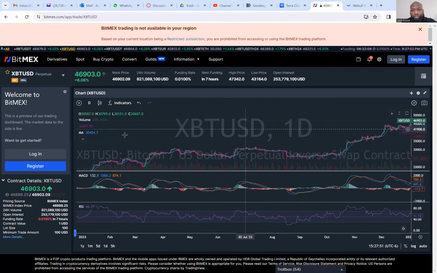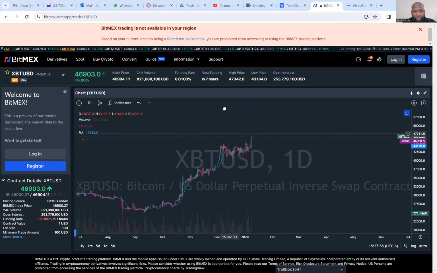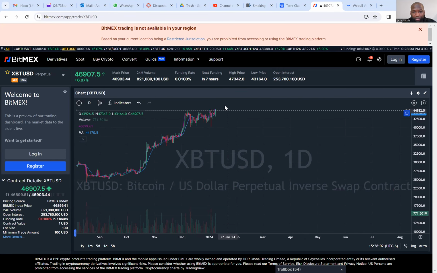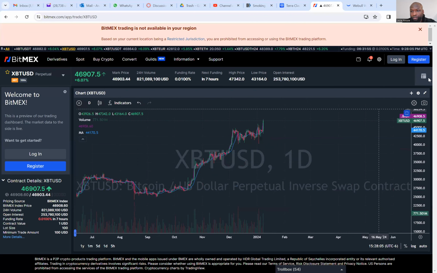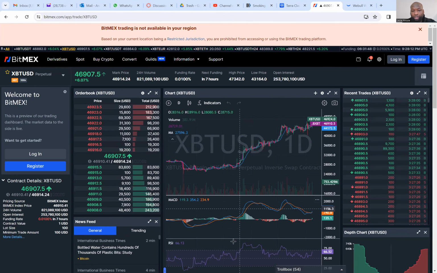Okay, so let's move this here. I wish I could zoom this, but this is my first time using this platform. So let's see. If I double click, perfect. If I double click, it allows us to see, but it takes away all our indicators.